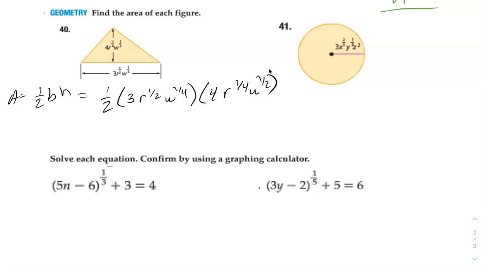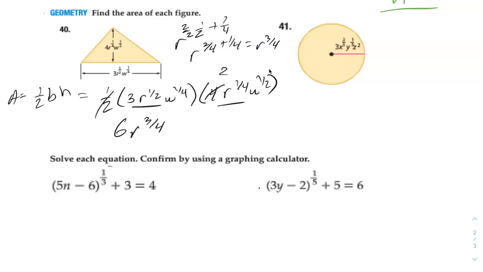Then we multiply things. So 1/2 times 4 is 2. 2 times 3 is 6. r to the 1/2, r to the 1/4. So remember, when you're multiplying them, you're just adding the powers. So common denominator is 4. So 2 times 2. So I get r to the 2/4 plus 1/4, which equals r to the 3/4.